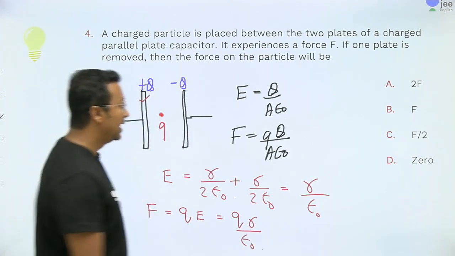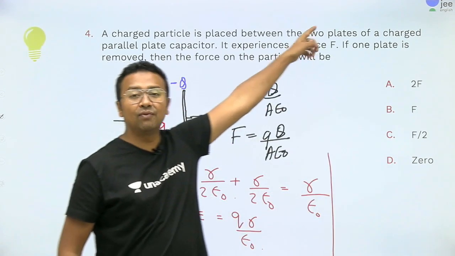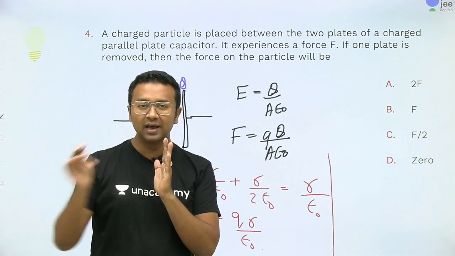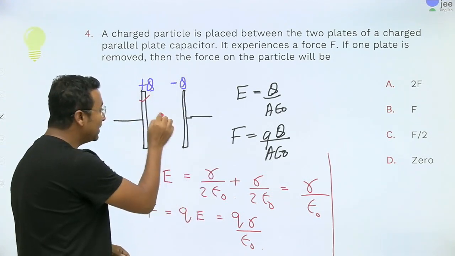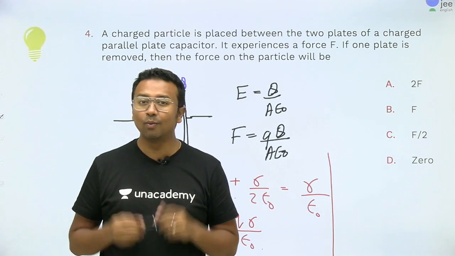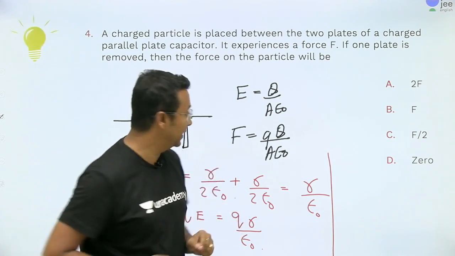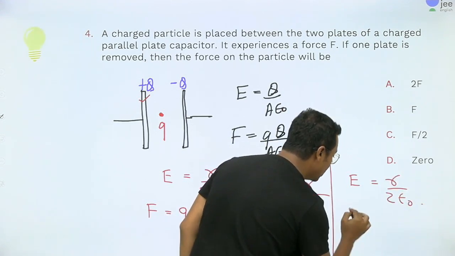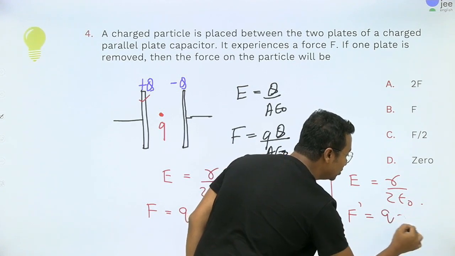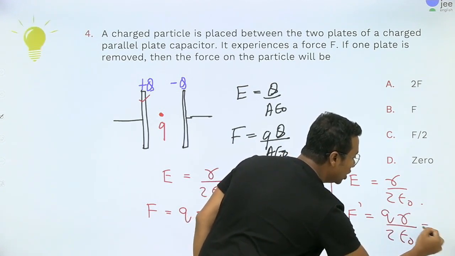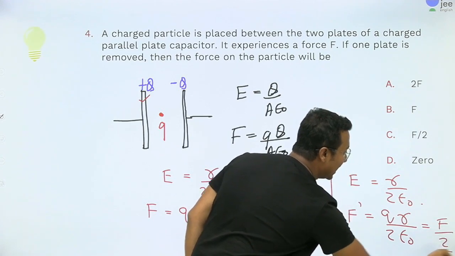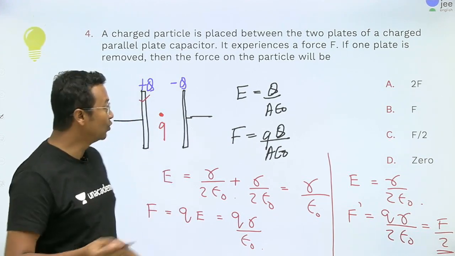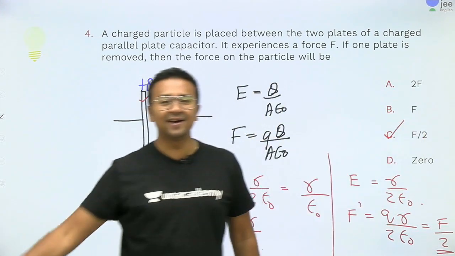Acha, now simple idea, if one of the plates is removed, try and understand, then at that region wherever you had placed this particular charge, what would be the electric field at that point? The electric field will be sigma by 2 epsilon naught. So the force F dash can be written as Q sigma by 2 epsilon naught. So this is nothing but F divided by 2. It will be equal to F divided by 2. Alright. So option C here is the correct answer.